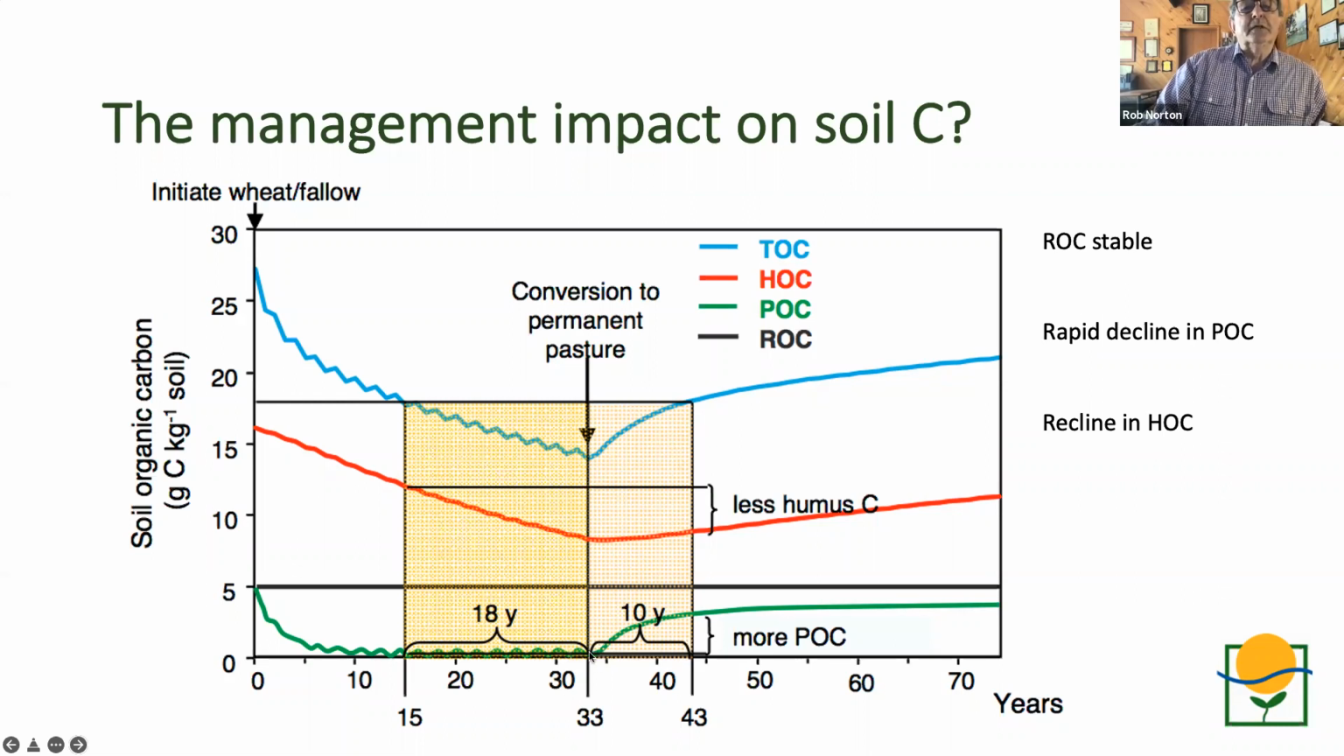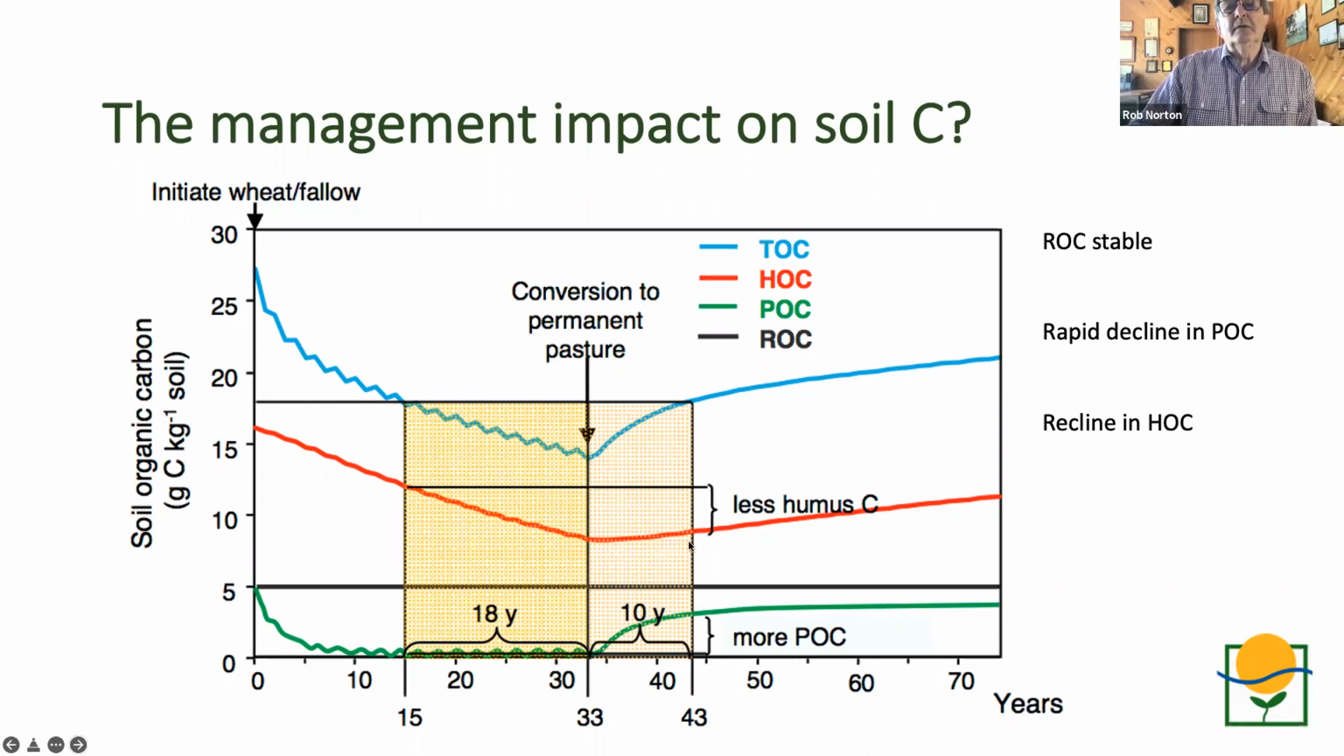So after 30 or so years, it was decided, okay, we've seen what's happened there. Let's turn this back into a permanent pasture. And what happens to the carbon? Well, the soil carbon, total organic carbon, went back up to about 20. So it didn't actually get back up to 28, but it got up to 20. So the benefit there of that 30 years of pasture was about 5 tonne of carbon.